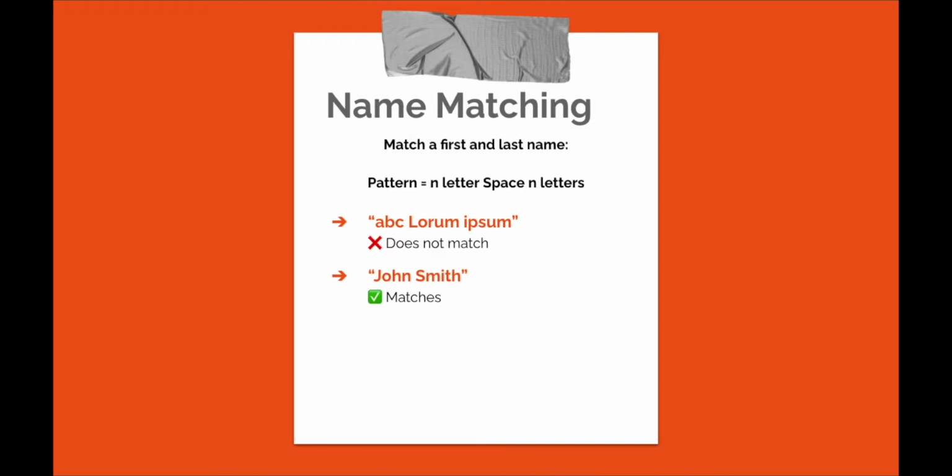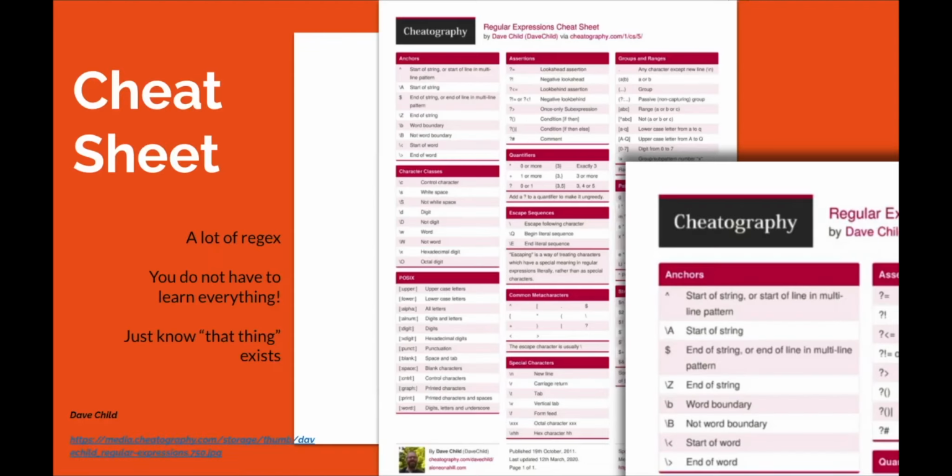Another example could be, did they supply us with their first and last name? So this is a very basic example. It'll be n number of letters followed by a space followed by n number of letters. So ABC lorem ipsum almost matches, but there's 3 sets of words. 3 words here, where something like John Smith, that matches our pattern. So that's what regex is.